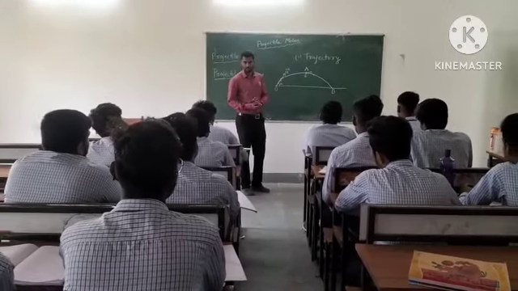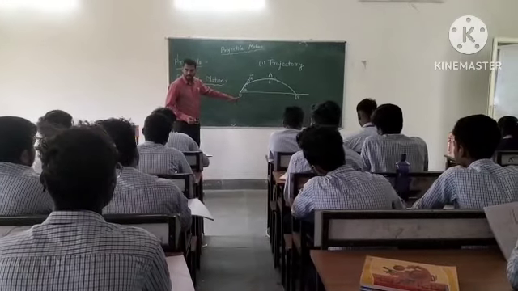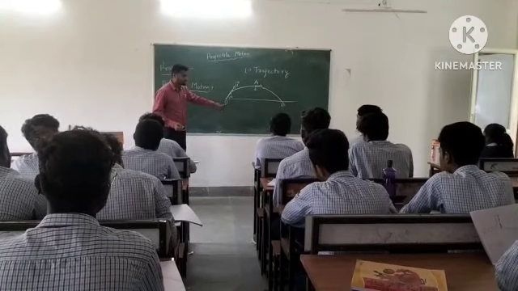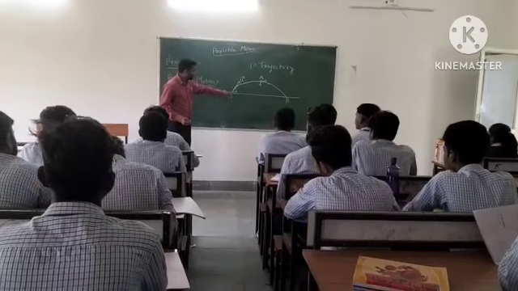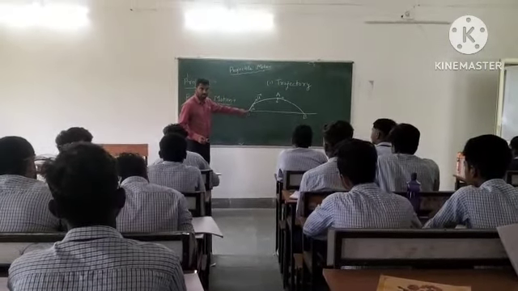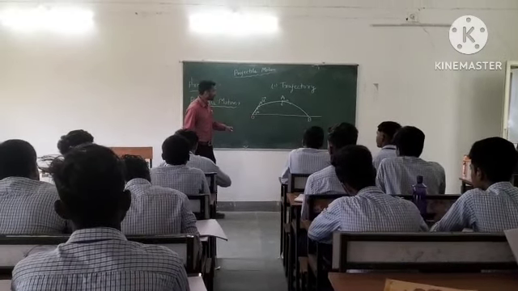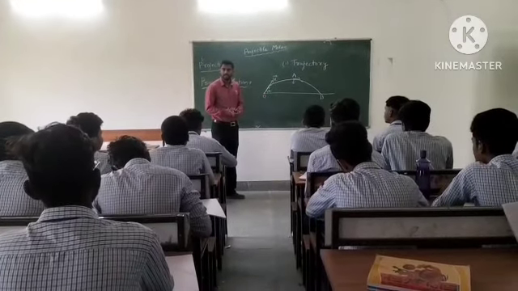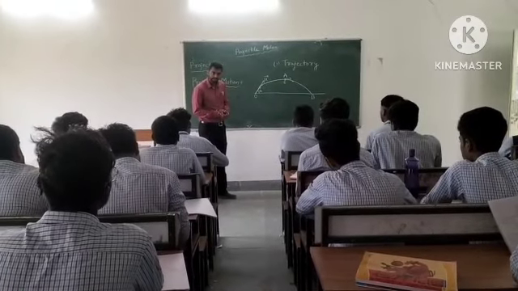We have three important points, that is, the point from where the projectile is projected into free space. What are the characteristics of this point? At point O, the angle of projection is theta degree with the horizontal, or theta radian with the horizontal. Angle is theta. It is projected with the initial velocity u.